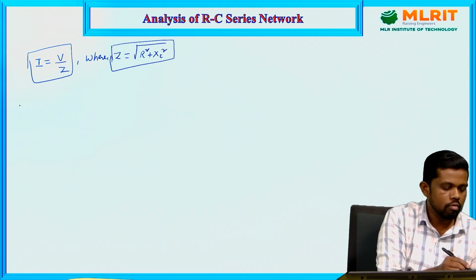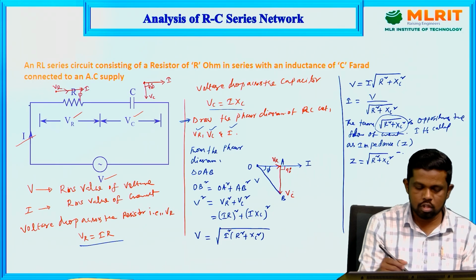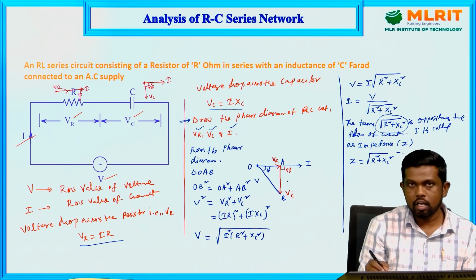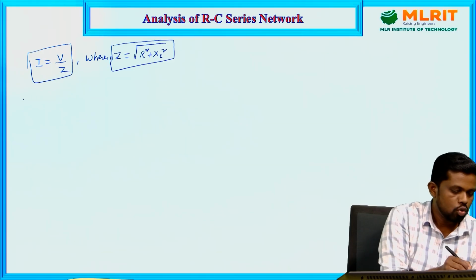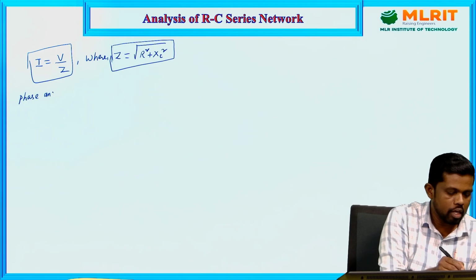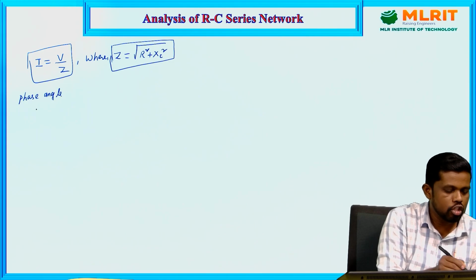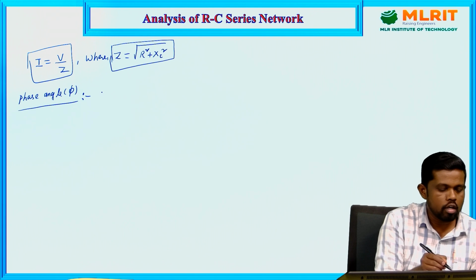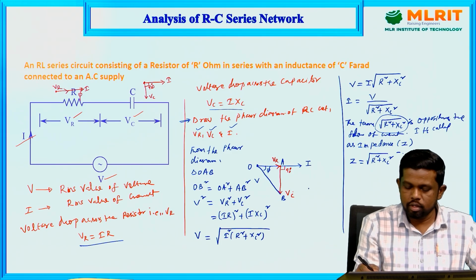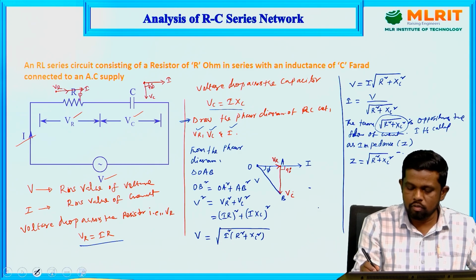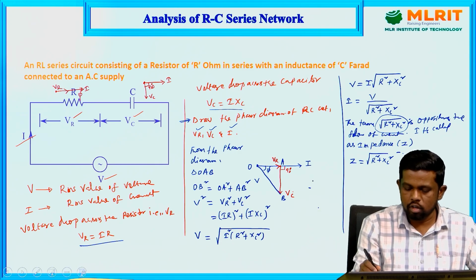And we also need to find, from the phasor diagram, the phase angle of the circuit. This is the phasor diagram. The phase angle tells us the angular displacement between the two alternating quantities. One alternating quantity is the voltage and the other is the current.